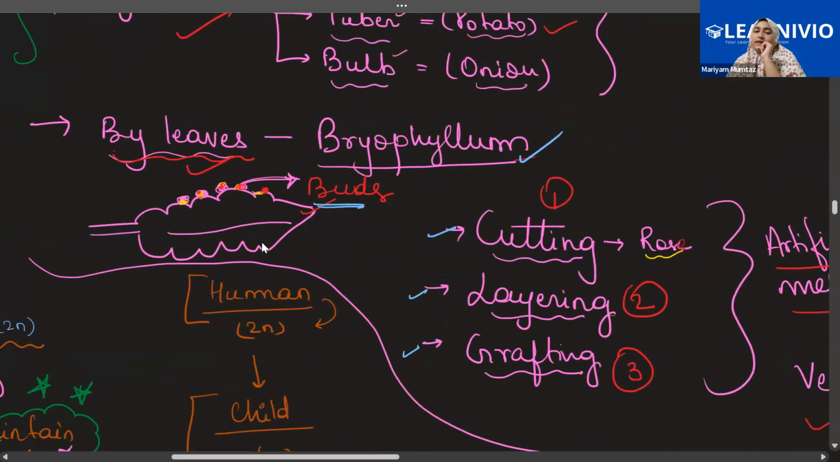Now, if it is being done with the help of leaves, that happens in the case of bryophyllum. What happens is that the margin of the bryophyllum leaf has buds present.